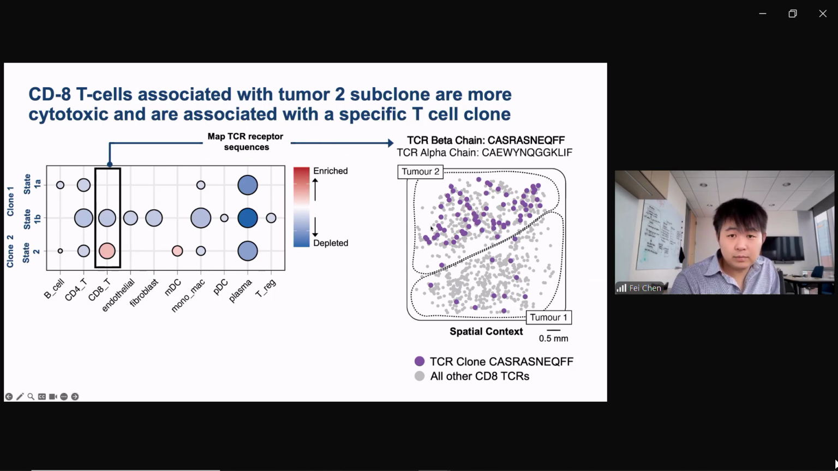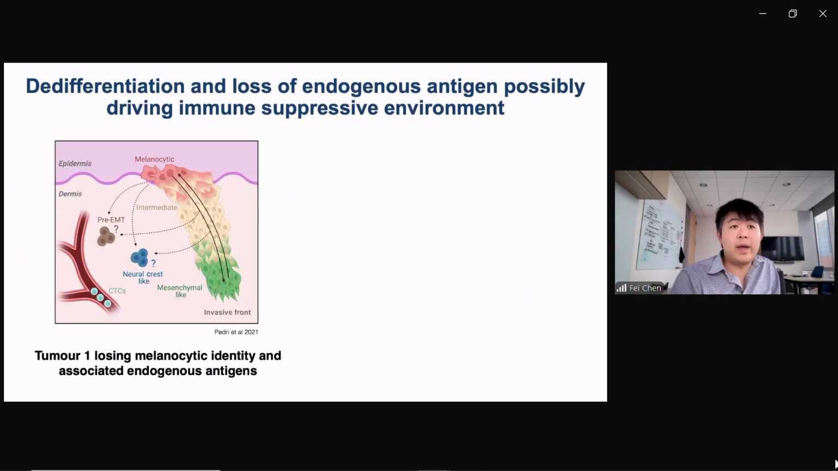clone. So for the first time, we were able to observe CD8 T cell clonality linked to specific genetic tumor subclones. And this shows that maybe the tumor cell lineage itself has played a major role in shaping these interactions. So how is it doing that? Well, there are probably two ways it can do that.